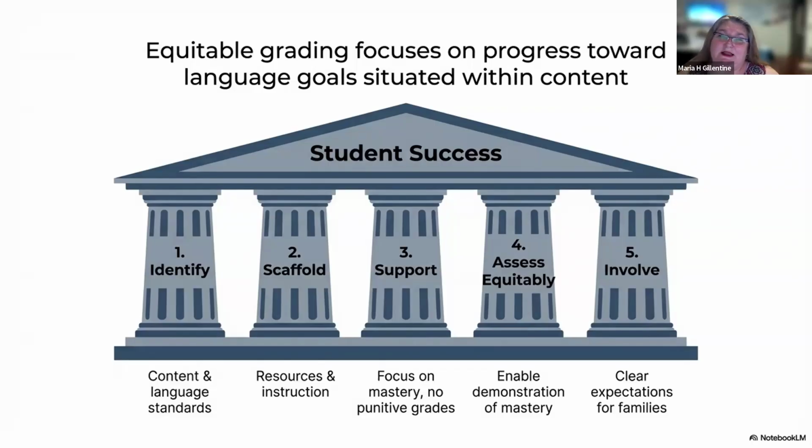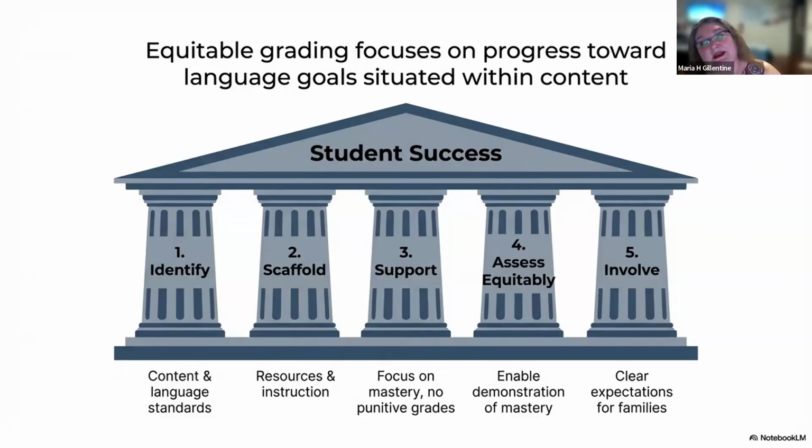And that goes back to looking at the individual domains: listening, speaking, reading, and writing. Where are their strengths? Where do they need the support? So allowing multiple ways for students to demonstrate their mastery, focus on where their strengths are, monitoring progress towards both content and language goals, and communicating expectations clearly with students and families. The ultimate goal here is to ensure grades reflect learning, growth, and mastery rather than a student's current stage of English language acquisition.